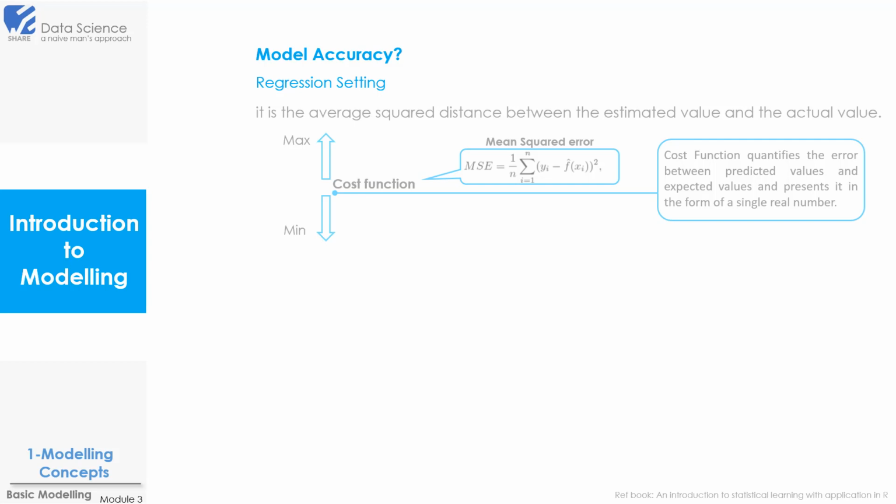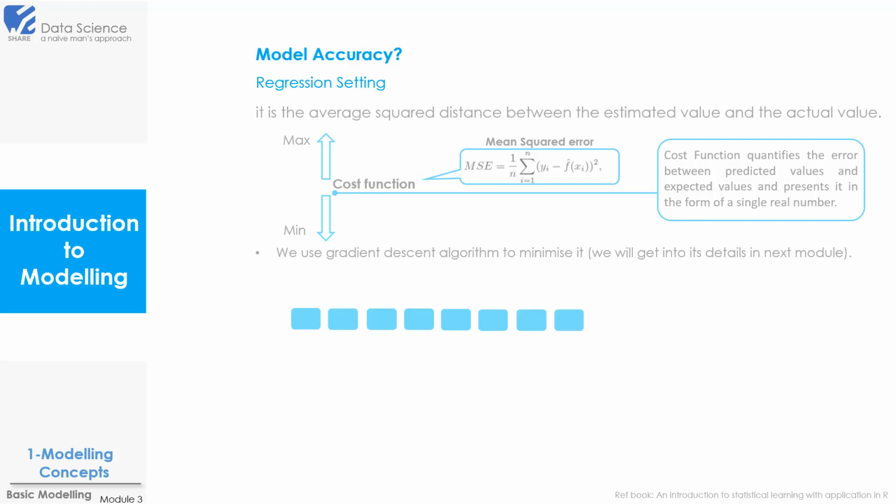Now that we know that we have to minimize the cost function, the next question is, how do we do it? So for this purpose, we use gradient descent algorithm. We will see this algorithm later on in advanced modeling, but just keep in mind that we use gradient descent algorithm to minimize the cost function.